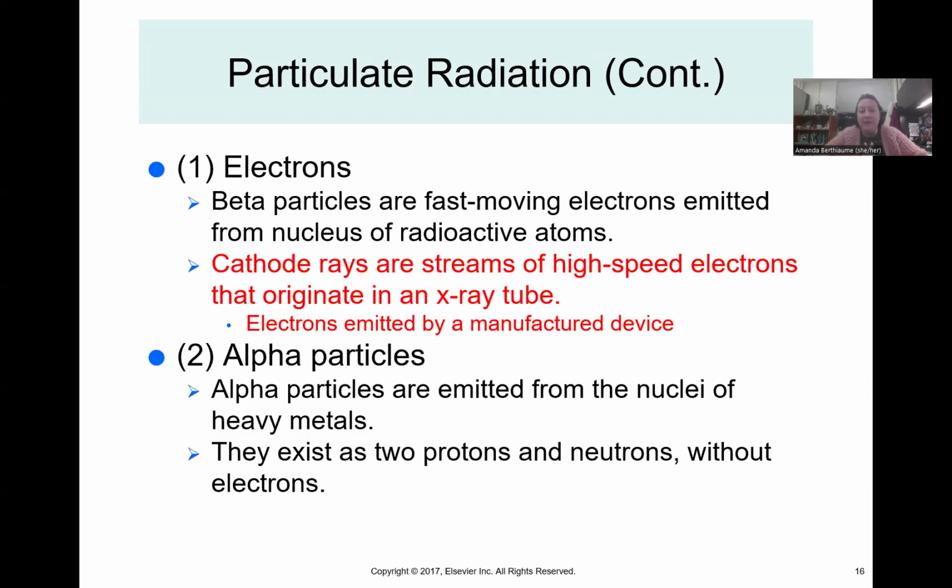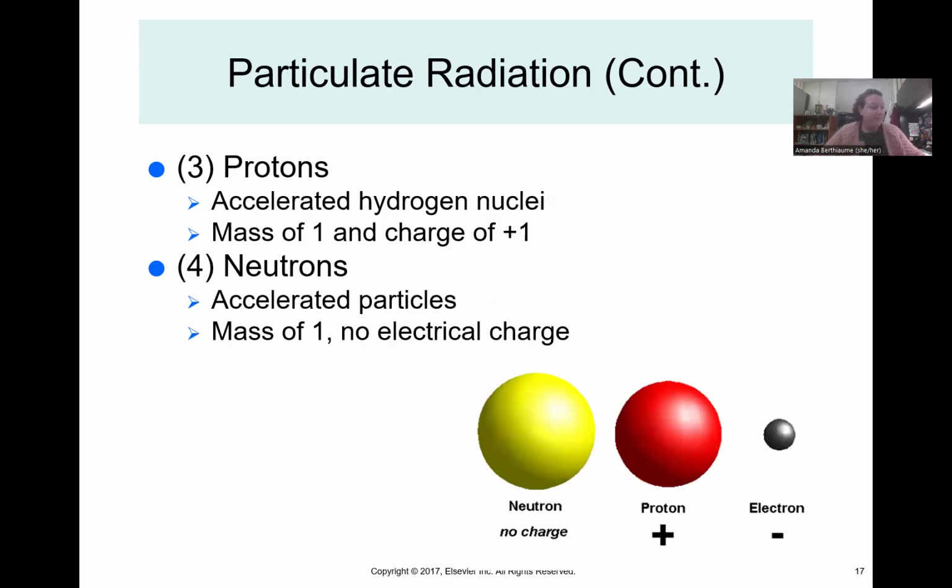Cathode, we're going to talk about cathode versus anode, and cathode rays are streams of high-speed electrons that originate in an X-ray tube. So we're going to talk about the parts of an X-ray tube, and the cathode is high-speed electrons. If you see something highlighted in red, it means it's important. Pay attention to it. You need to grasp this concept as it might be on one of the quizzes. Again, if you want to look to your book, table 2-1, it'll talk more about protons and neutrons, accelerating and not accelerating.